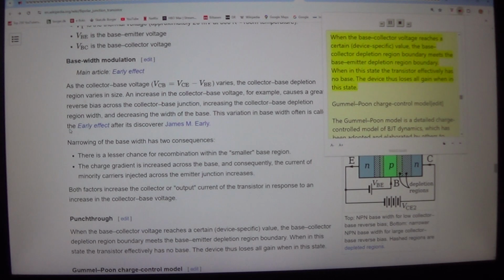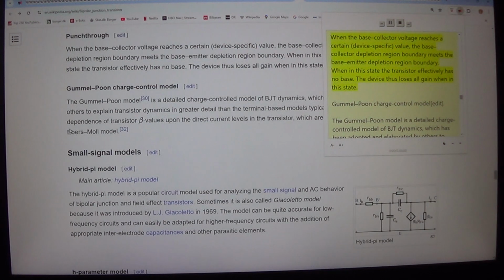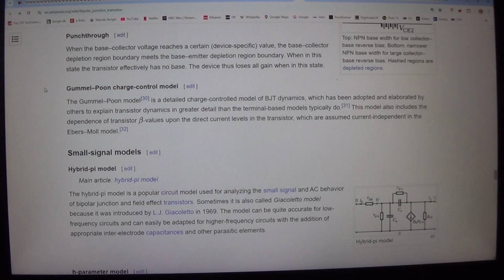Punch through. When the base collector voltage reaches a certain, device-specific value, the base collector depletion region boundary meets the base emitter depletion region boundary. When in this state the transistor effectively has no base, and the device thus loses all gain.